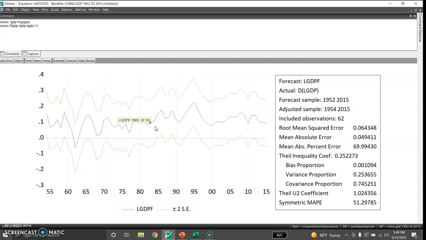So these are the forecast values of this series, and we can also use this model for future forecast values of this GDP series for China.